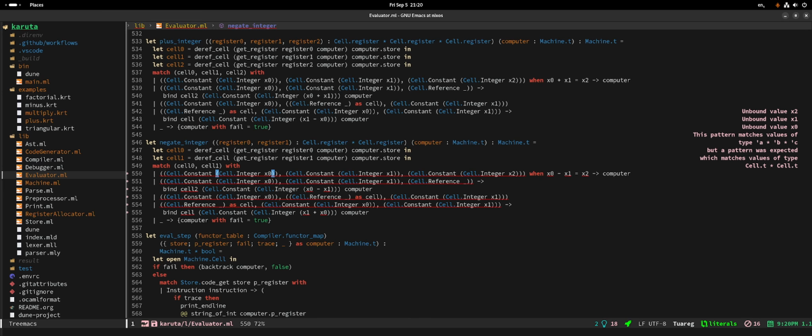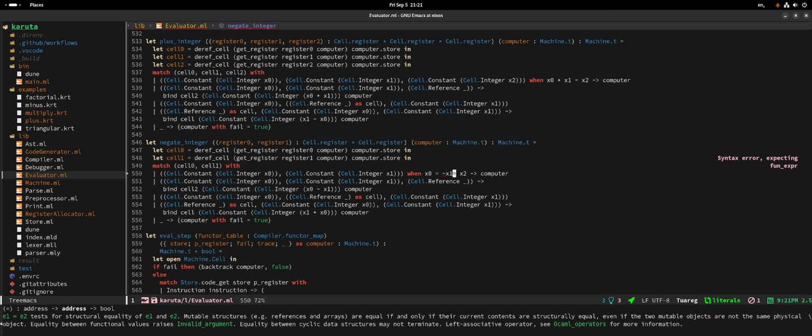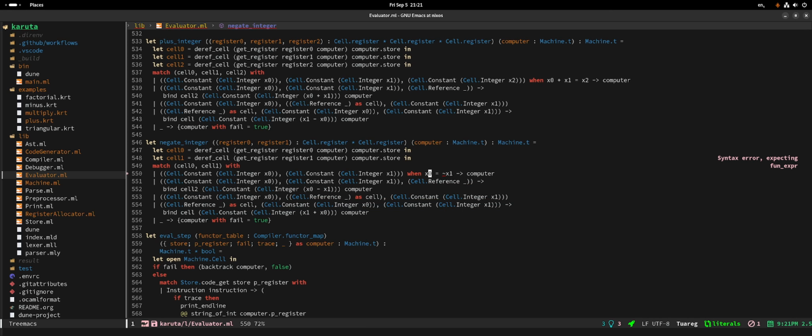If both of them are bound, we need to check if one is a negation of the other, right? Yeah, when constant integer x0, constant integer x1, when x0 equals the negation of x1. And for OCaml specifically, I'm not sure if it's tilde or if it's just minus actually. It seems to be minus. Else, then we do the OR reference pattern.